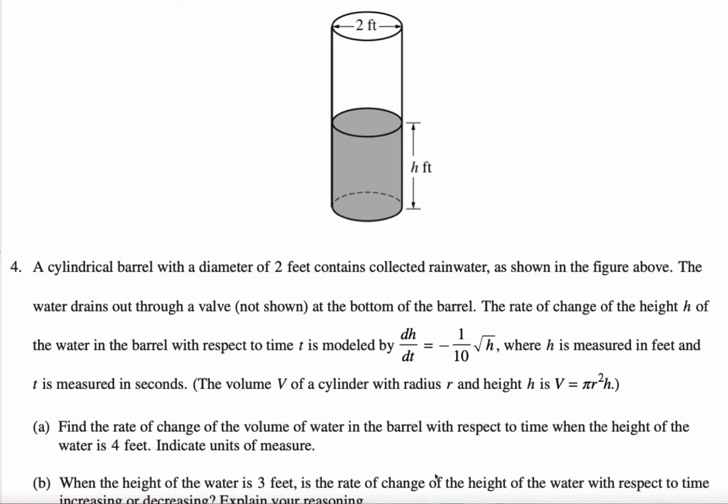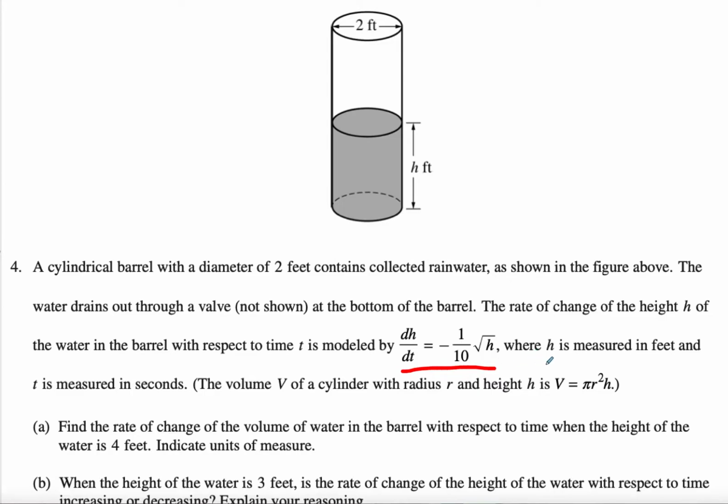Problem 19, number 4. Here we have a cylindrical barrel with a diameter of 2 feet. Notice that the diameter doesn't change throughout the cylinder, of course. As shown in the figure above, the water drains out through the valve, not shown, at the bottom of the barrel, at the rate of change of the height, h, of the water in the barrel with respect to time. So this is the dh/dt given to us.